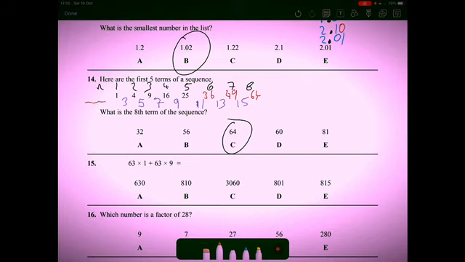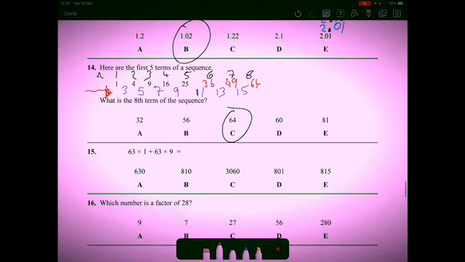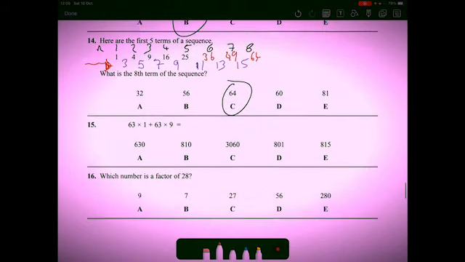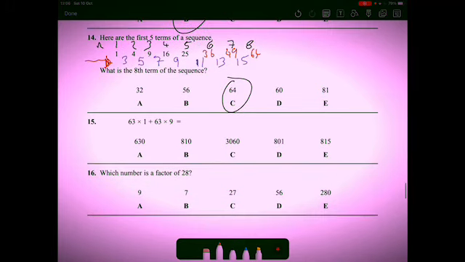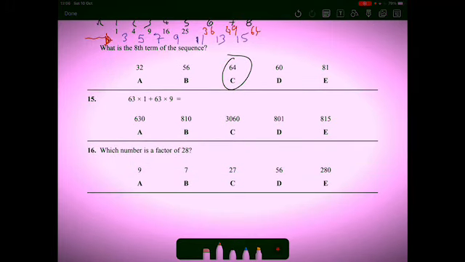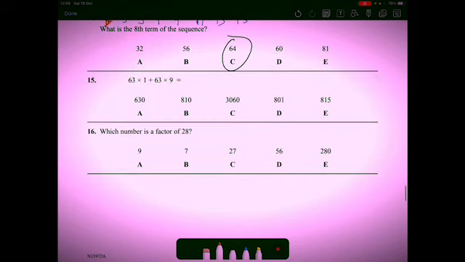Some of you might not have known or noticed that little difference pattern before. So I recommend that for any sequences question. Find out those differences and they allow you to get to target numbers in a different way. Okay, question 15. 63 times 1 plus 63 times 9.